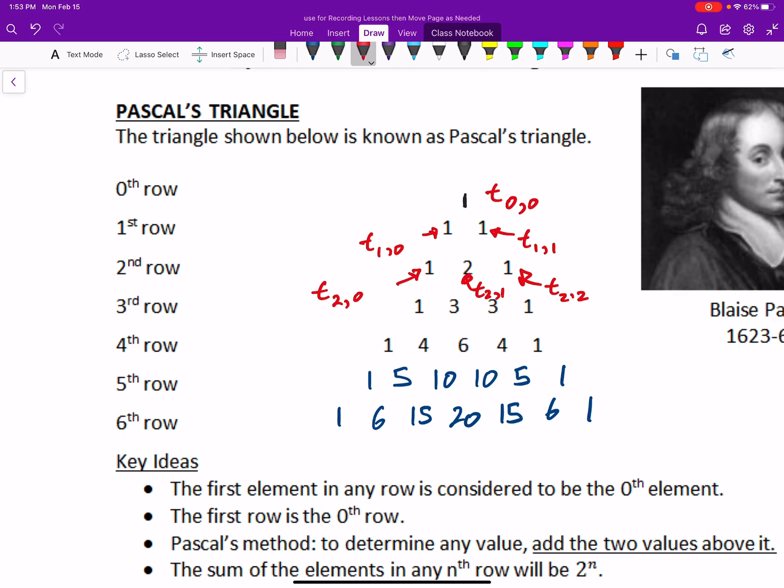Again, not a big deal for what we're doing here, but it is good to understand just where the numbering is going. So the first element in any row is considered to be the 0th element, as I pointed out. So these are all the 0th elements here. 0th, right? The first row is considered the 0th row, as I pointed out up here.